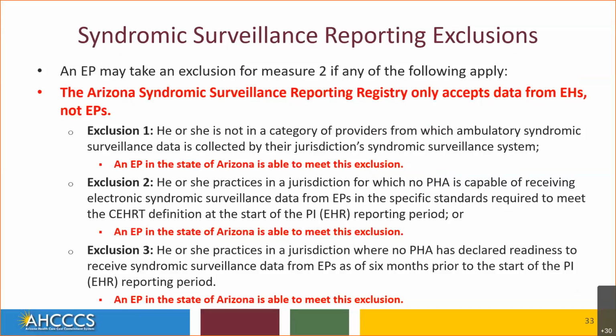Exclusion 3 is also met by EPs in the state of Arizona. It is when an EP practices in a jurisdiction where no public health agency has declared readiness to receive syndromic surveillance data from EPs as of 6 months prior to the start of the PI reporting period. And this is true for the state of Arizona for EPs.